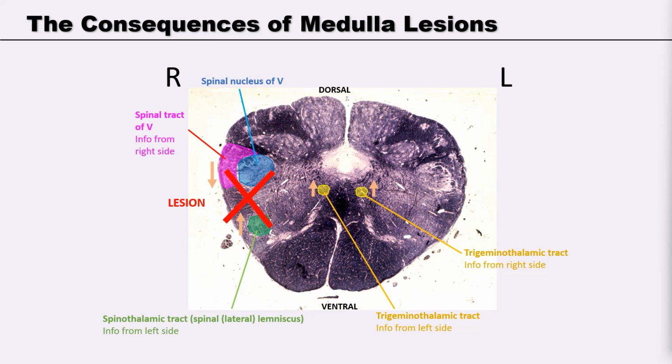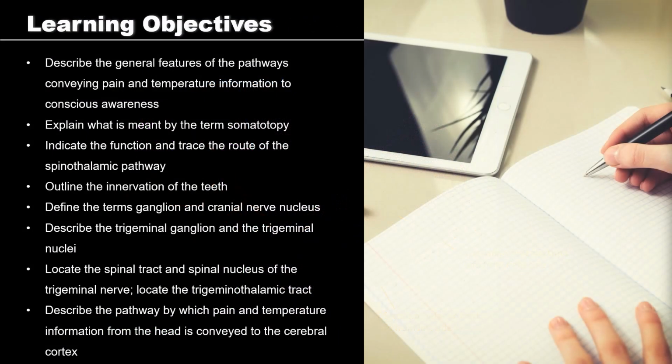And this enlightening piece of information brings us to the end of the discussion of toothache. So you should now be able to feel more confident in tackling the self-directed learning aspects of your program. You should be able to describe the general features of the pathways conveying pain and temperature information to conscious awareness. Explain what is meant by the term somatotopy. Indicate the functions and trace the route of the spinothalamic pathway.